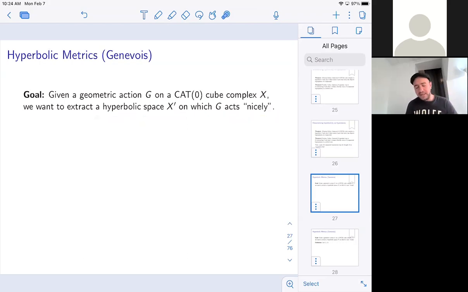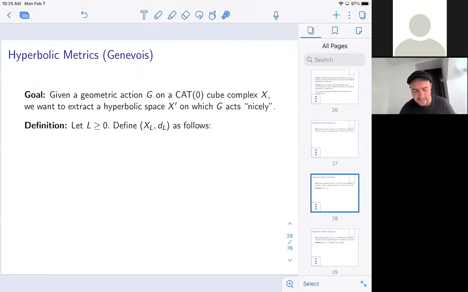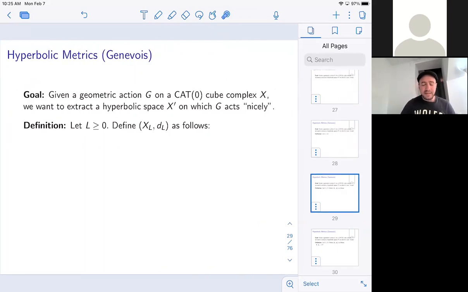There are many ways to do that, but I'll describe the one that's most consistent with what I'm going to speak about. So fix a constant L that's either 0 or larger. This L is going to be allowed to change in a second, but for now, just fix it. Fix a constant L and define the following space, X_L and d_L. I have my CAT(0) cube complex X, and I'm going to define a space out of it as follows. The space X_L is simply the collection of vertices in X. So I just take the vertices in X. That's my X_L.